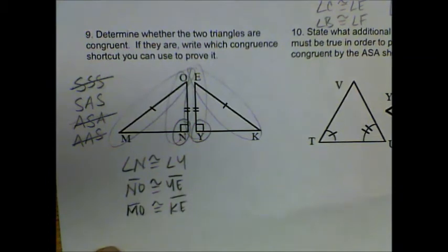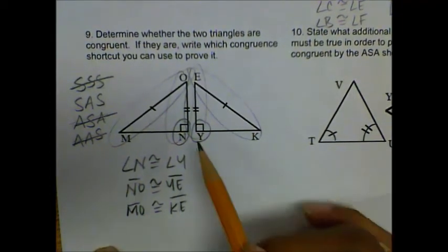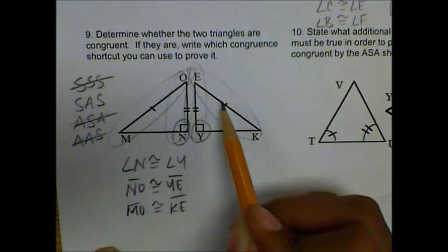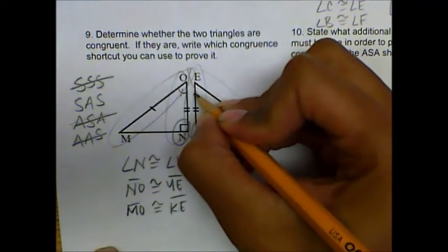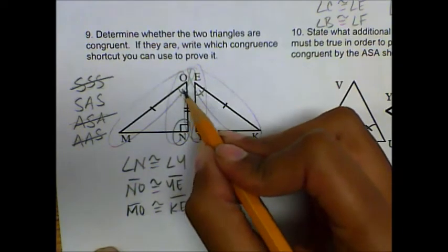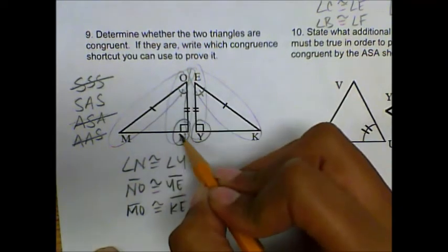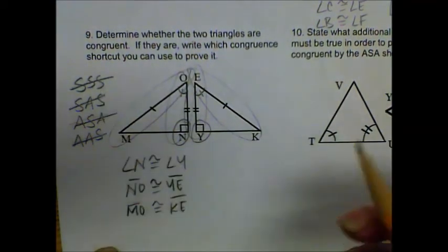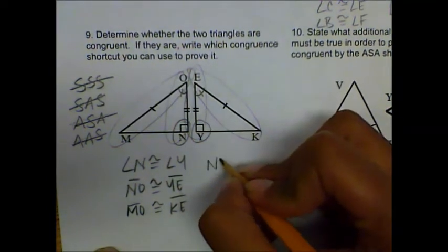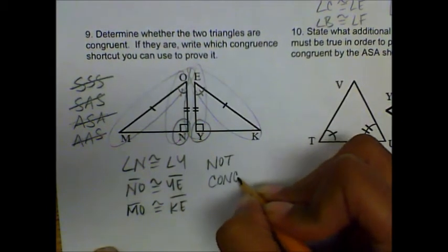Now side, angle, side. In order to use that one, for the two triangles to be congruent, the two sides and the angle that's between those two sides have to be congruent. Now notice, this angle is not in between these two sides. If they had told us that angle O was congruent to angle E, then we could use side, angle, side. But since the angle is outside, it's not in between these two congruent sides, we cannot use SAS. So I'm going to have to say that these two triangles are not congruent.